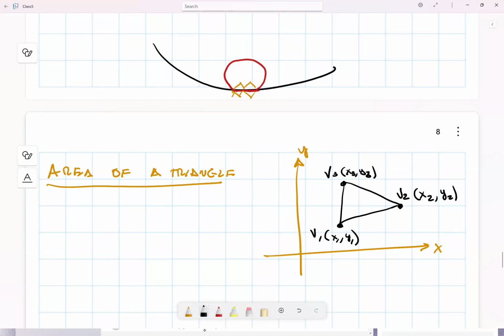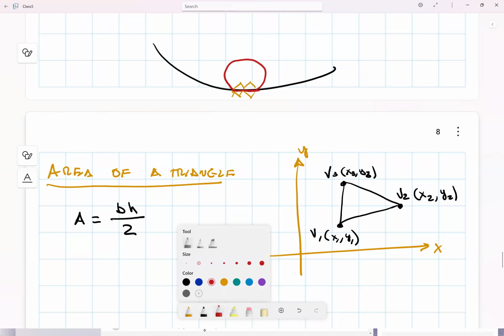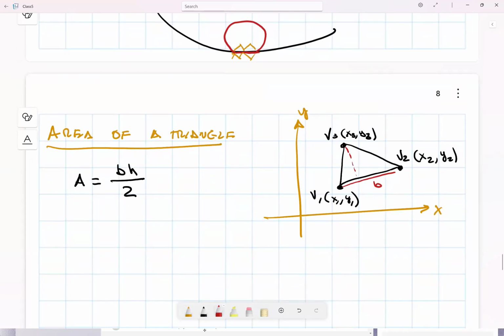The area of a triangle is base times height divided by 2, right? And I can take any one of these sides as the base. So, because it's my class, I am going to take this side as the base. Let me put it in red. This side is going to be the base. And the height, of course, is going to be that one. Once I select the base, I am not free to select the height. So what is the length of the base?